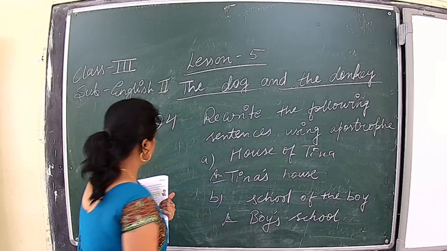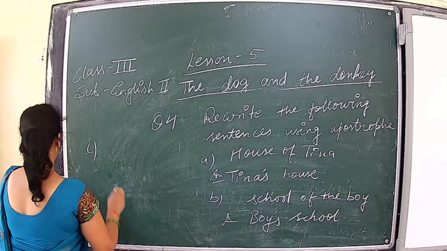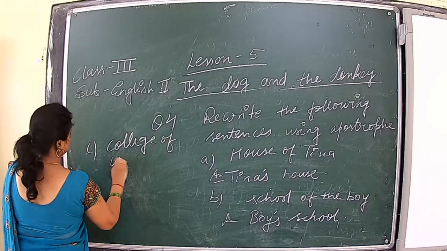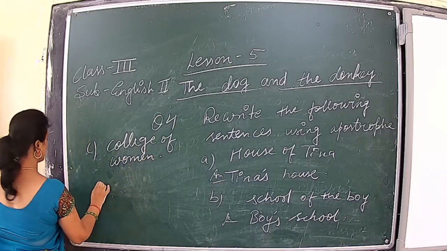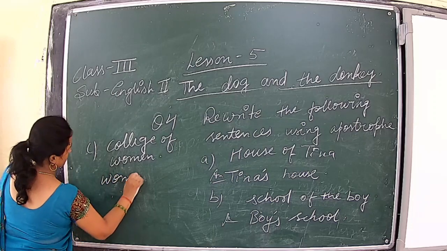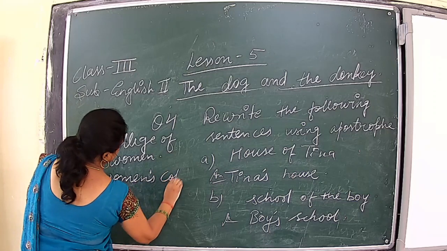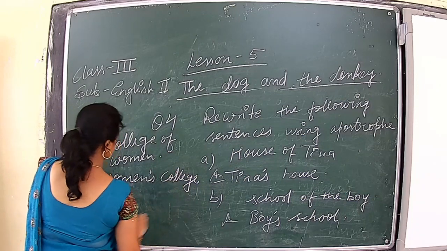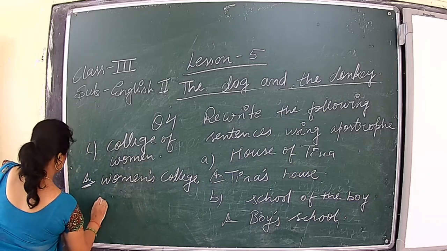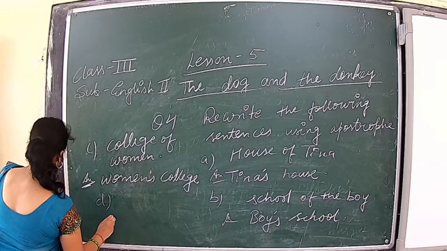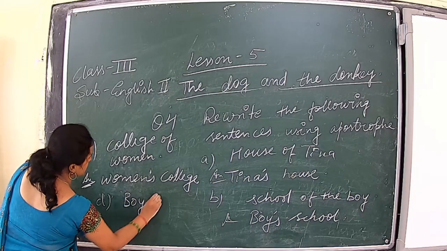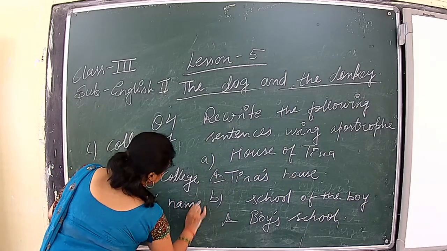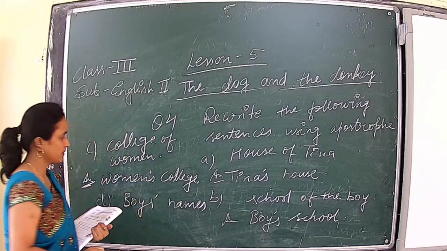Okay. Now, one more. What is that? College of women. Now, what do you have to write? Women's college. Like this you have to write. Now here, name of the boy. Boy's name. Okay, boy's name. Like this you have to write.